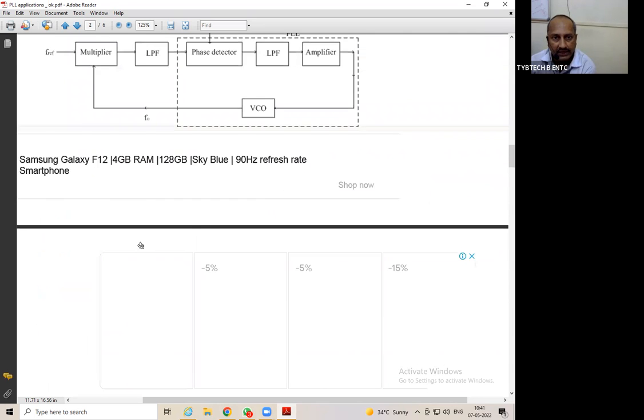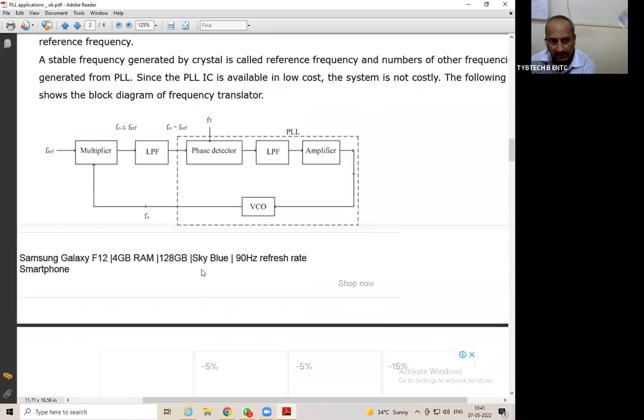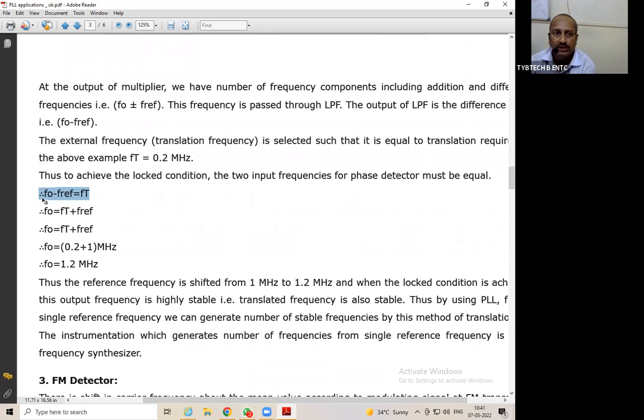Where is that? F0 minus F reference is here, and the other input for this phase detector is FT. So they should be the same: F0 minus F reference is equal to FT.